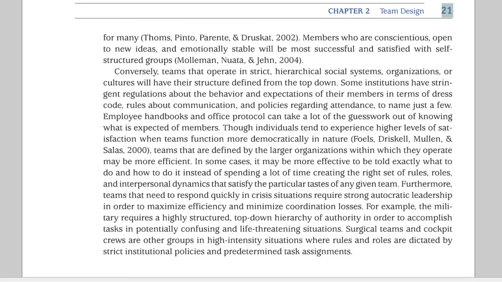For many, (Thoms, Pinto, Parenti, and Druskat, 2002). Members who are conscientious, open to new ideas, and emotionally stable will be most successful and satisfied with self-structured groups (Molleman, Nauta, and Jehn, 2004).